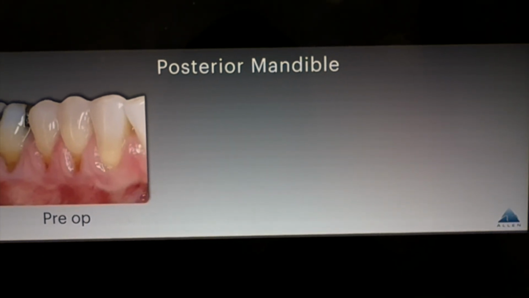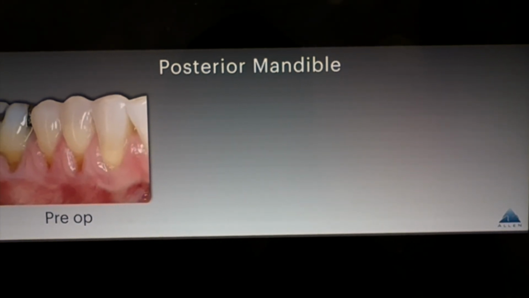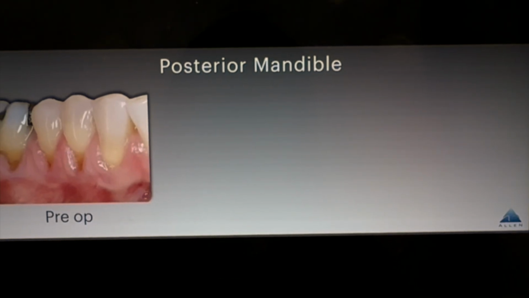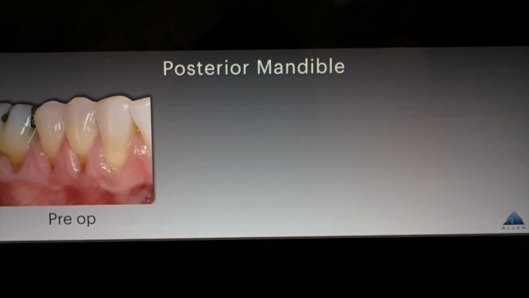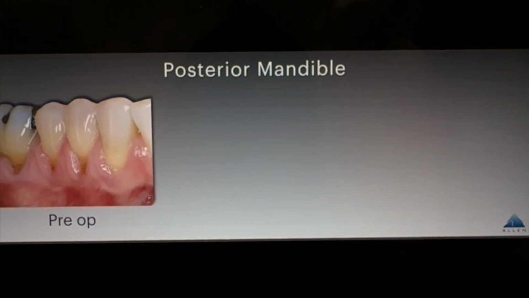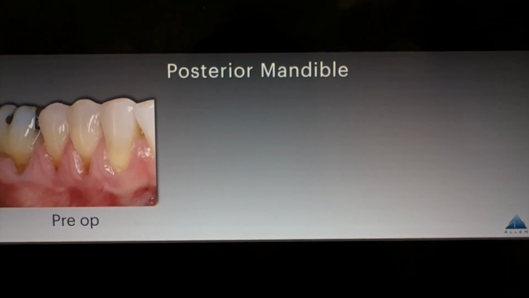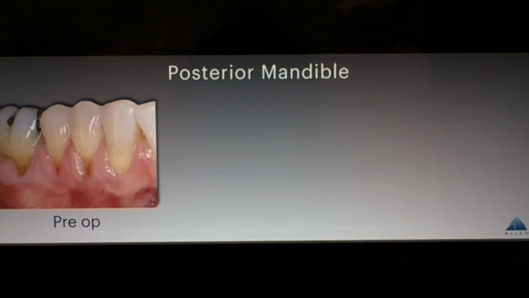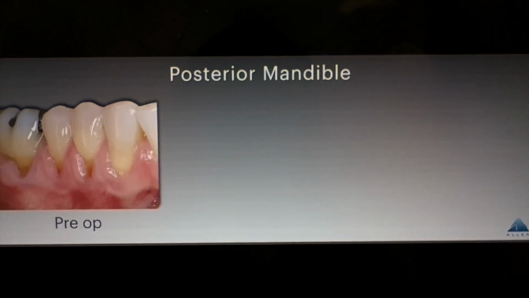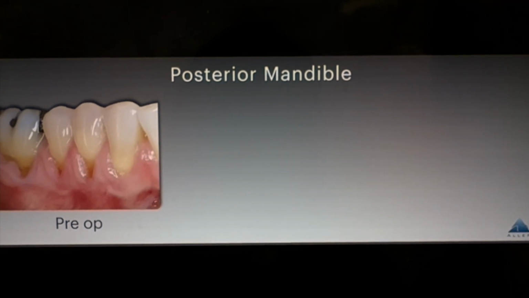Posterior mandibles can easily manage that too. I don't treat as many of those now because it's not referred to me. I'll treat what gets referred. I had one this week where I treated a posterior area, including an implant in a molar position. But here, the thing that's really nice is they're great papillae.